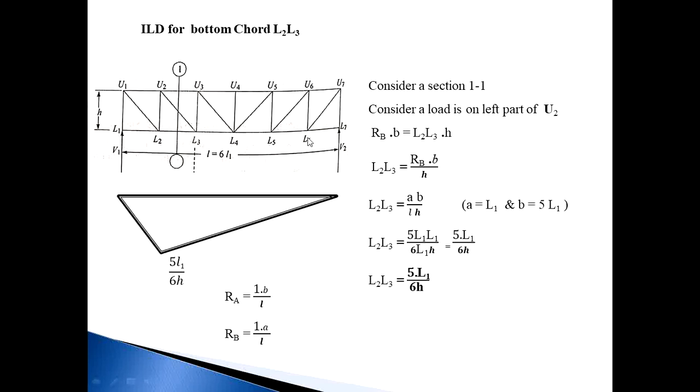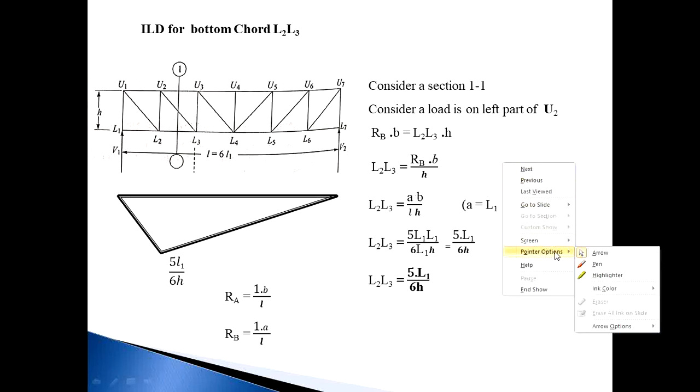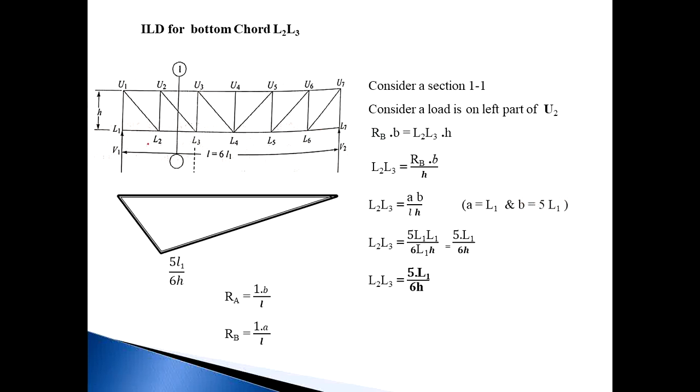Basically, in a simply supported truss having vertically downward loading, the bottom member is always in tension. Tension means away from the origin, that arrow is away from the origin. So let us see ILD for L2 L3. This is the L2 and L3 member.